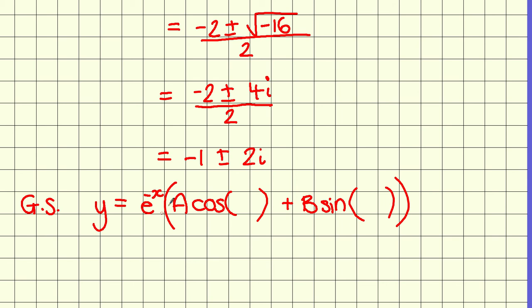So you just get a and b, then you get cos and then sine, it doesn't matter what order they go in. And then what goes in the brackets here is you take the imaginary part, which is 2, so it's just going to be 2x for both of them. It doesn't matter which of cos or sine comes first. So that's what you do if you end up with complex roots. So the real part goes with your power, so e to the minus x. And then the imaginary parts go inside the brackets.